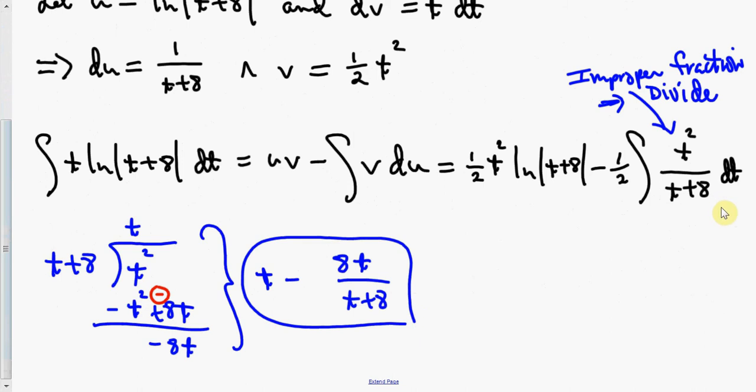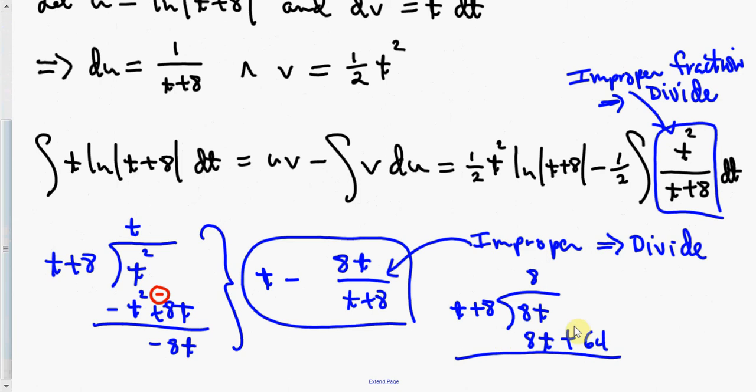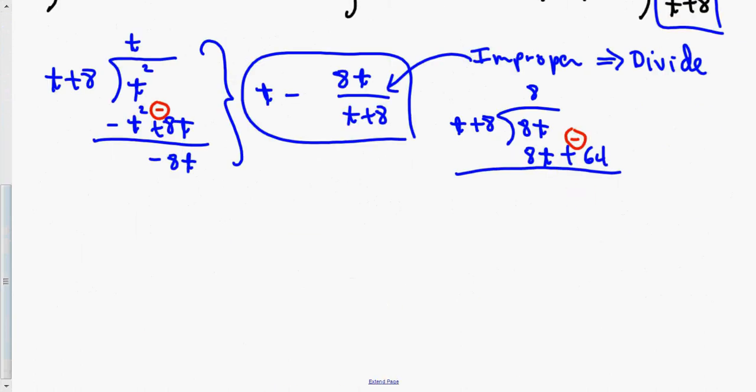Well, that becomes the simplification of this term, but notice again, this fraction is improper. So that implies we have to divide again. So I divide t plus 8 into 8t. t goes into 8t 8 times. 8 times t is 8t. 8 times 8 is plus 64. Draw a line and then we subtract. So this gives us here a remainder of negative 64.